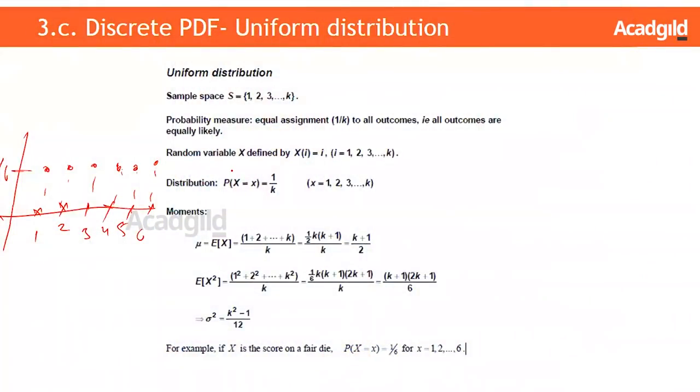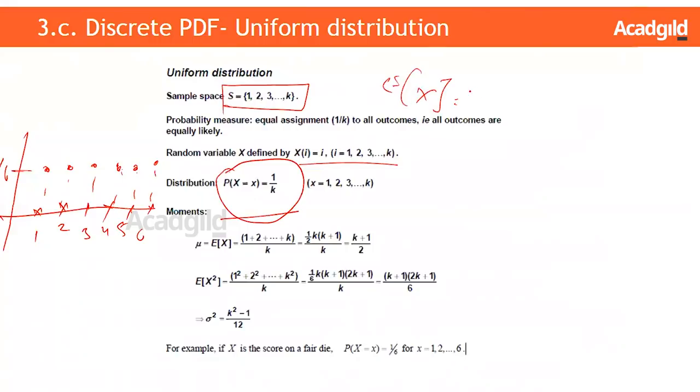Okay. So the probability mass function, probability distribution function is given by this, where k is the number of faces that the dice has, or the number of values that that particular random variable can take. The sample space is from s equal to 1 to k. This is how it's defined. Now let's calculate the expected value of this random variable.